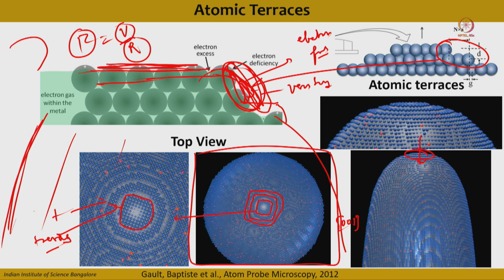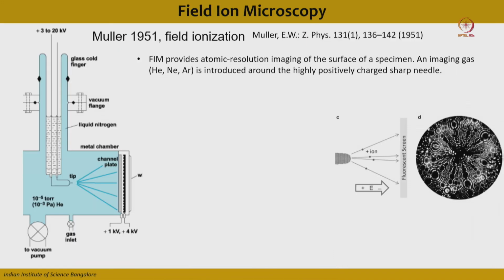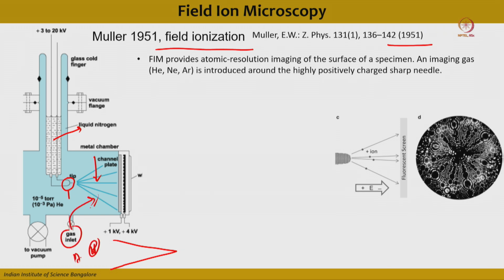So what Mueller has done, this was published in 1951, is the instrument called field ionization microscopy. He used liquid nitrogen to cool the tip. And this is your atom, this is your tip. If you zoom out, it will look like a very sharp needle. Now he has introduced a gas. This is the gas inlet. He has introduced the gas, hydrogen. You can also use argon.